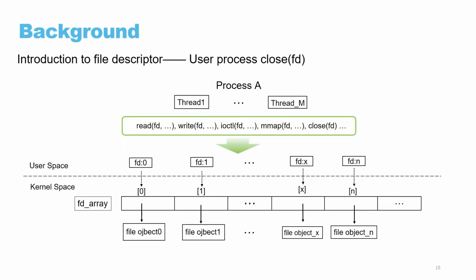We also need to know another FD related operation, which is close FD. When we close an FD, the element of FD array indexed by the FD will be set to null. And then the reference of the associated file object will be dropped, and the FD will become unused.